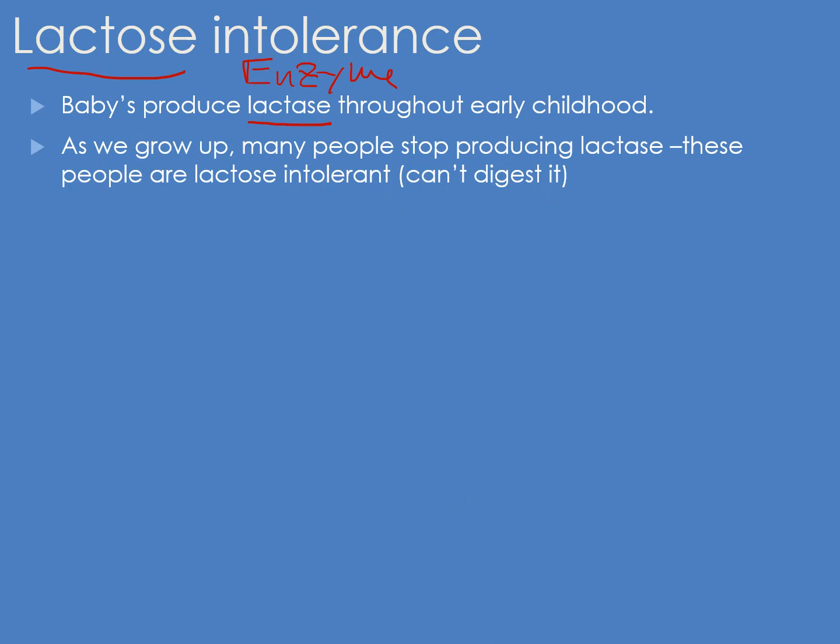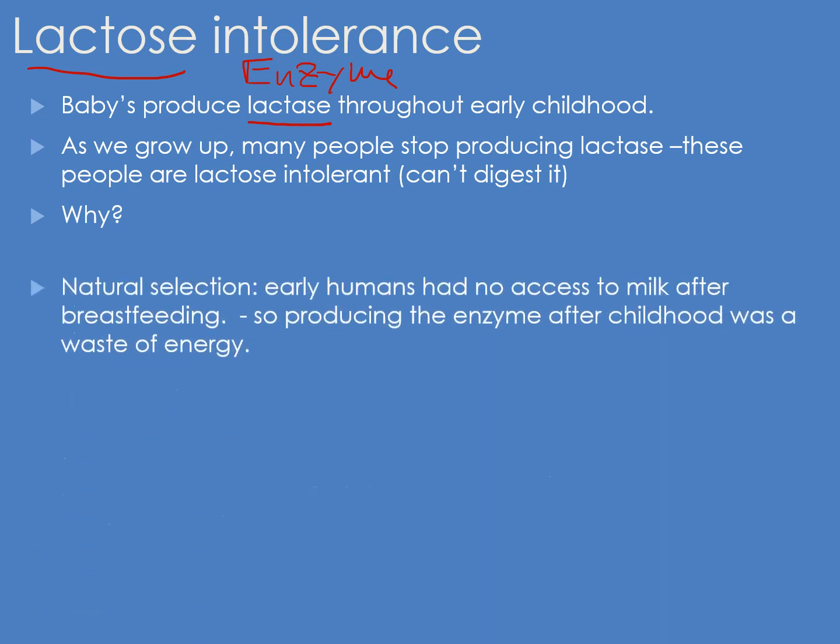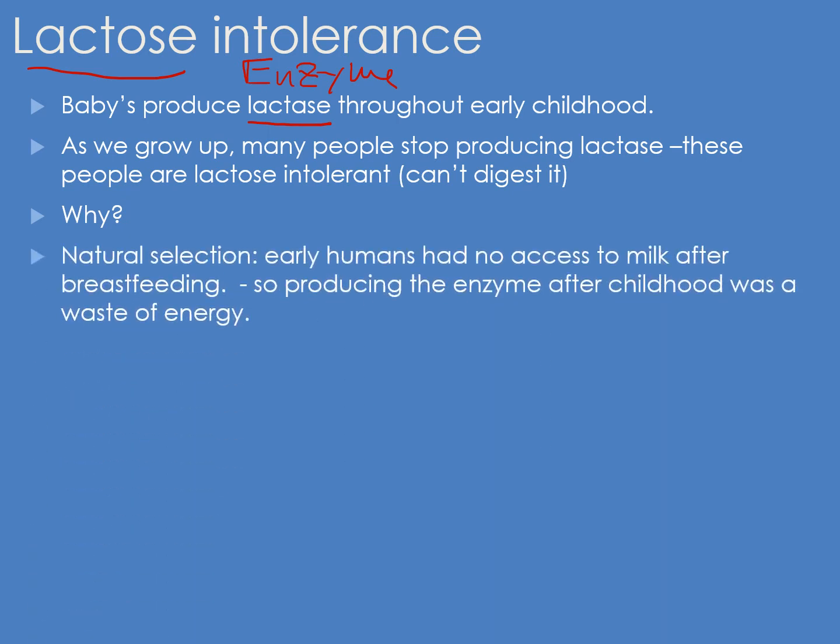As we grow up, many people stop producing lactase. These people are lactose intolerant, meaning they can't digest it. They've stopped producing the enzyme to break it down, so they can't digest it anymore, and it causes all these problems: indigestion, fatigue, flatulence, etc. It's not great. So why is this? Meaning, why would people stop producing lactase, whereas some other people continue to produce it?